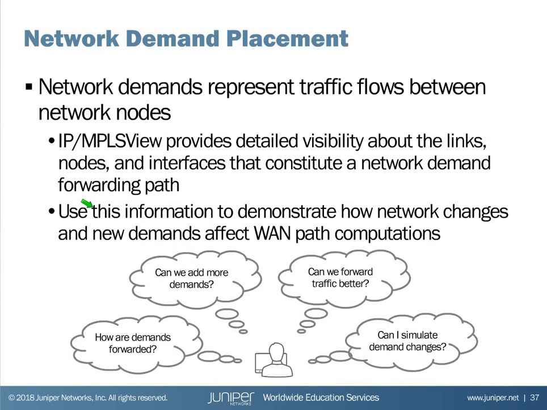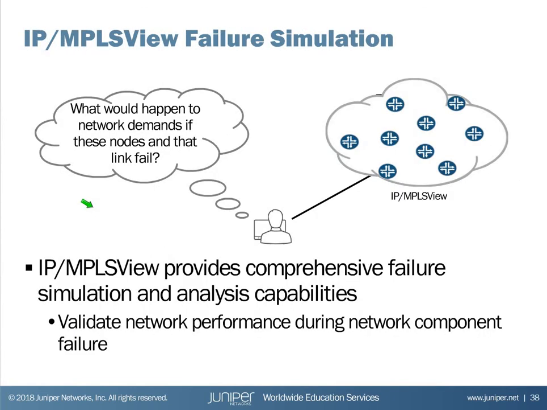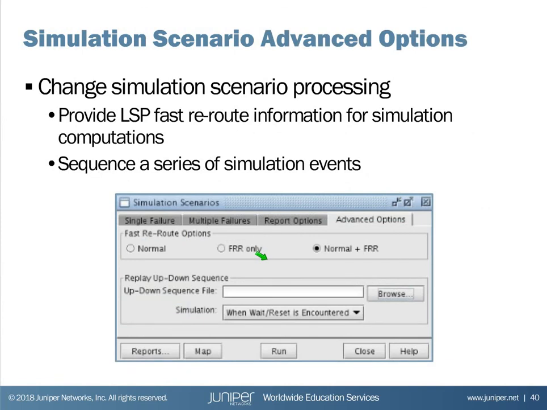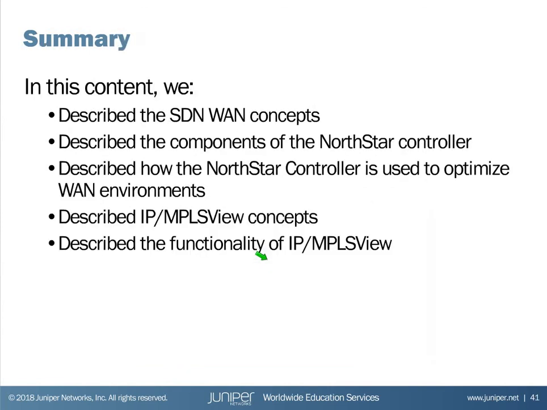But again, this is all legacy stuff, right? And it's all used for the same thing. What would happen if, right? What would happen if? So the exact same features and functionality, it's just called, what happens if this link, this node, this site, this slot, this card, what happens if this fails? Again, I do all the same things, but it's not called IP MPLSView anymore. It's called NorthStar Planner, okay?